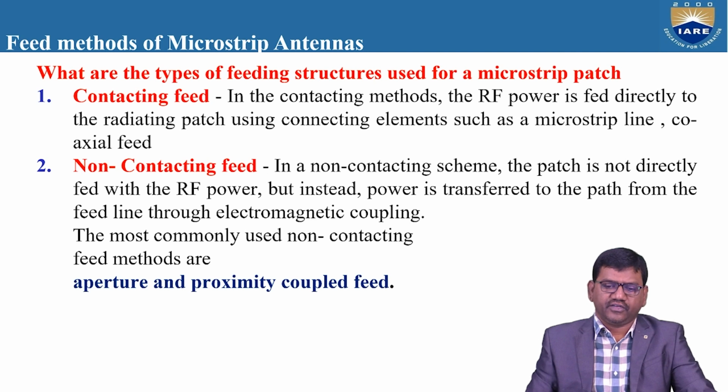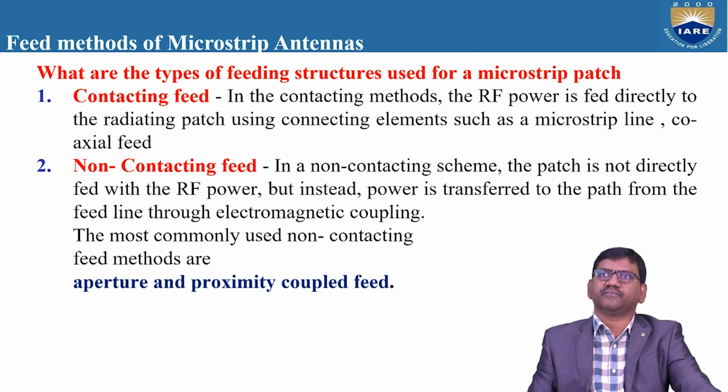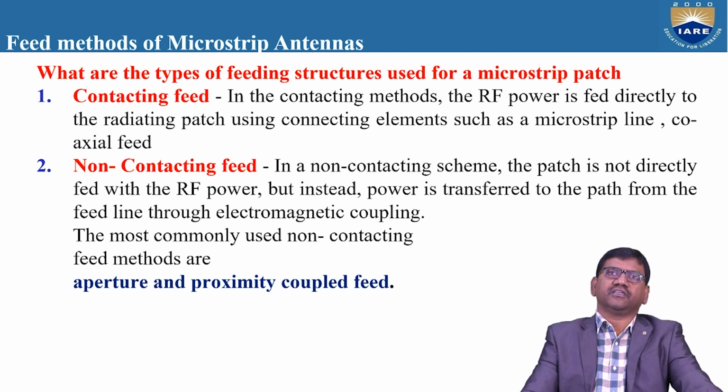What are the types of feeding structures used for a microstrip patch? We have two types of feeding techniques. One is the contacting feed, the other is a non-contacting feed. In the contacting feed, the RF power is fed directly to the radiating patch. In contact means directly we give the RF supply, and non-contacting means we give the input supply in an indirect way.